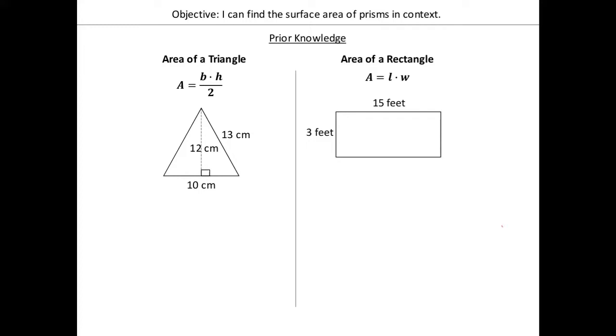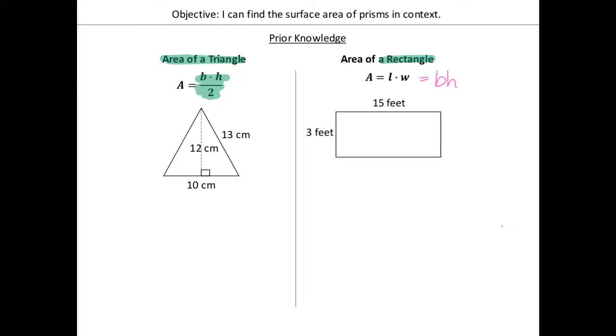Prior knowledge says to find the area of a triangle. If you remember, the formula for area of a triangle is 1/2 base times height. Or you're going to take the base times the height, and then divide by 2 to find the area. And then a rectangle is length times width, which is the same thing as base times height as well. You just don't take half of it.